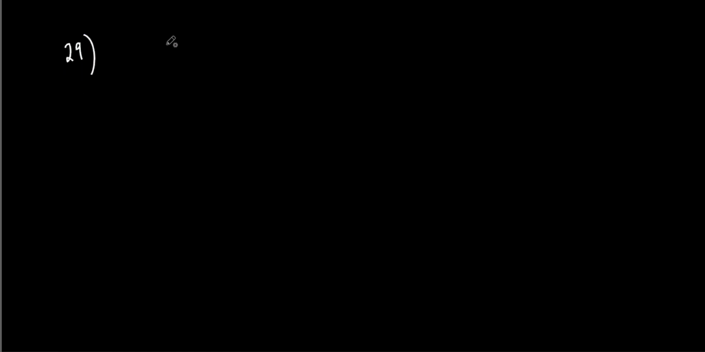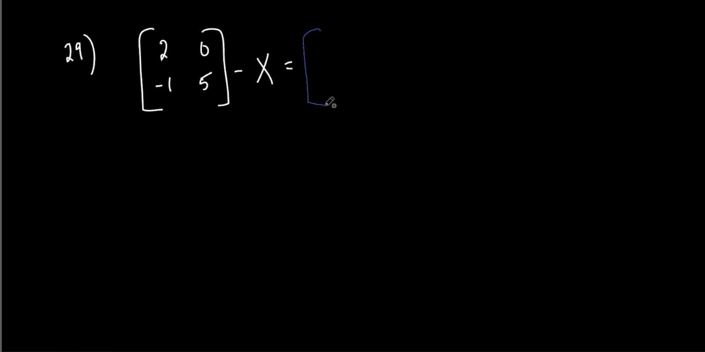All right. 2, 0, -1, 5. Minus, and then they got a capital X there. We're used to seeing our X's as lowercase x's, but this is a capital X. Why is it a capital X? Because it represents a matrix, that's right. So it's 6, -7, and 2, -3.